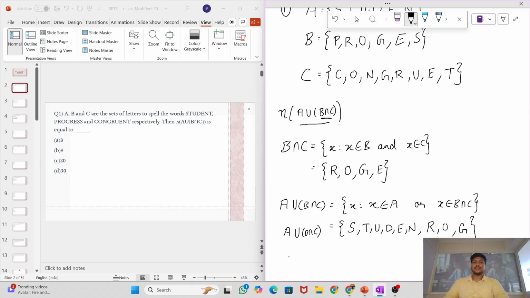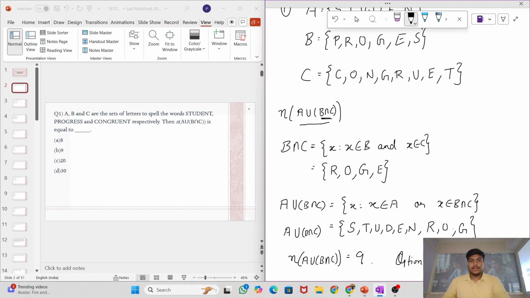And if we count the numbers, then how many elements are there in the set? 1, 2, 3, 4, 5, 6, 7, 8, 9. So we can say that the number of elements in the given set is 9. So option B is our answer.